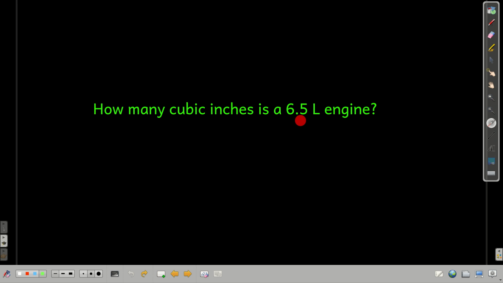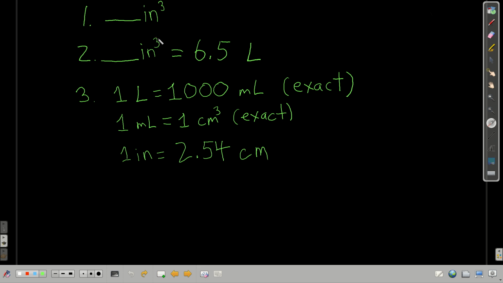Number 6.5 in units, liter. See how that works? That's the first 2. All we need now are conversion factors. So let's look at some of those. All right, so step 1, how many cubic inches? I put a blank there. We're going to fill in the blank. When we get that number that goes here, we're done.